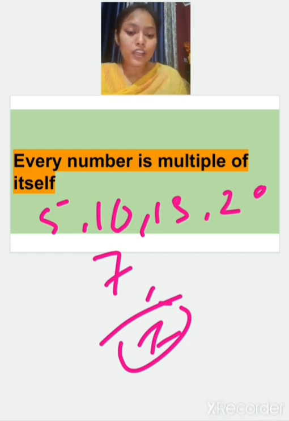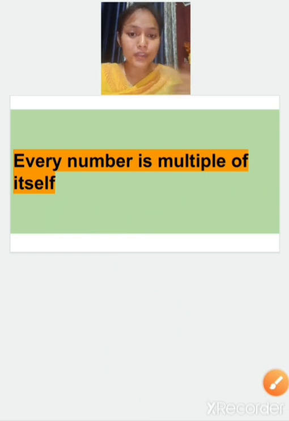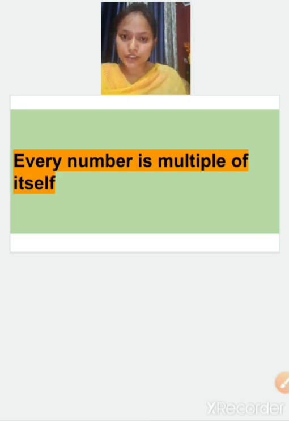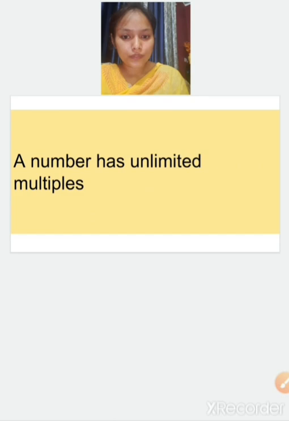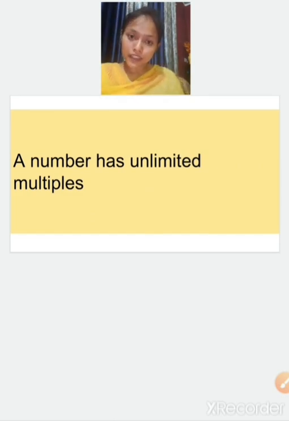What about 10? If I ask what the multiples of 10 are, it will be 10, 20, 30, 40, 50, 60, 70, 80, like this. These are the multiples of 10. So every number is a multiple of itself first of all. Next, a number has unlimited multiples. A number can have unlimited multiples because we know that numbers from 1 to infinity are there.